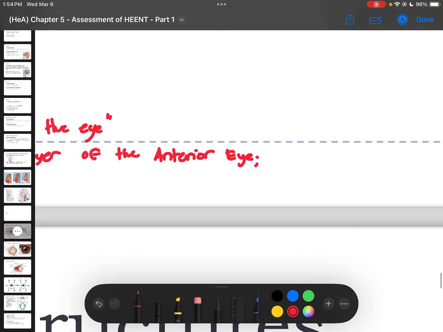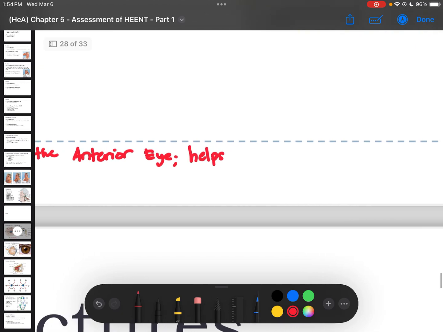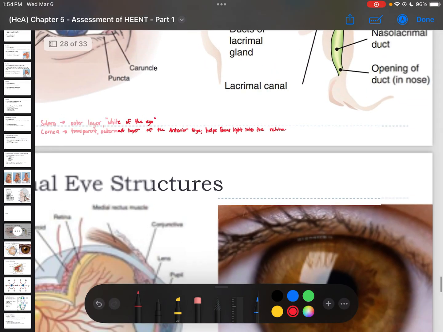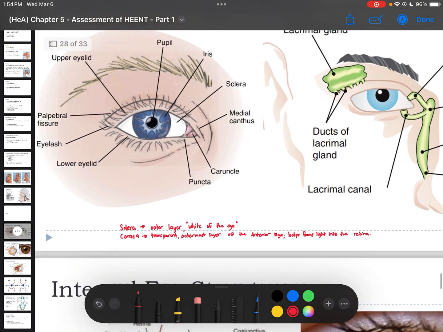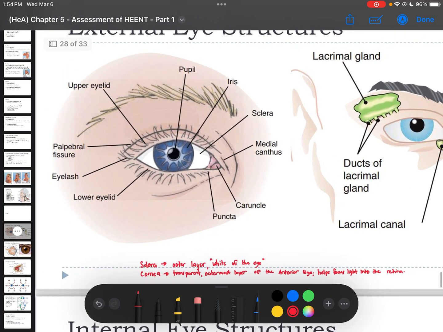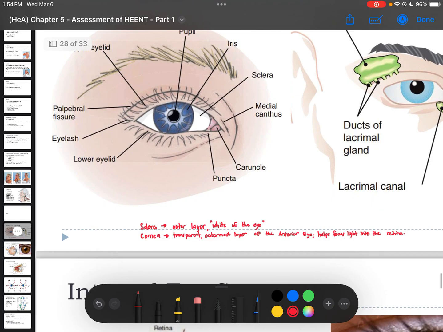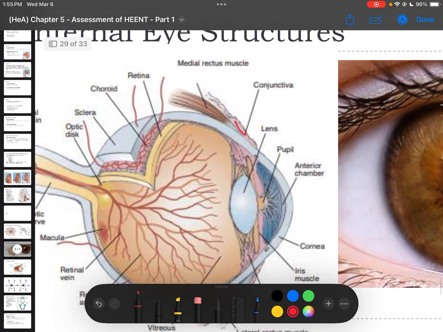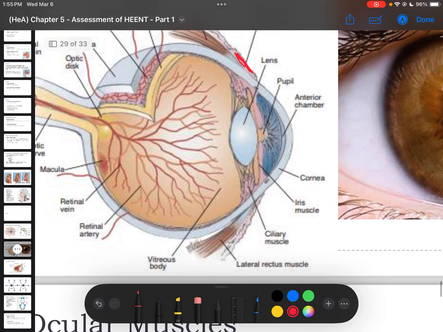It helps focus light into the retina. Okay? Next is our conjunctiva. Your conjunctiva is here, continuing also inside. The red part.